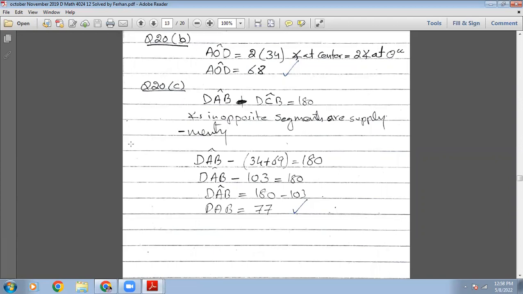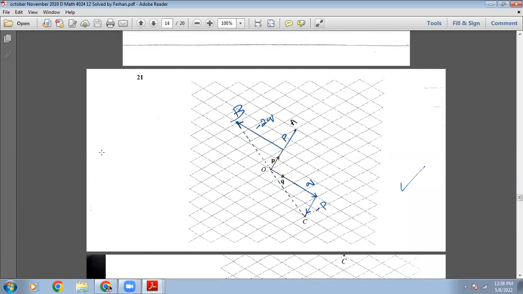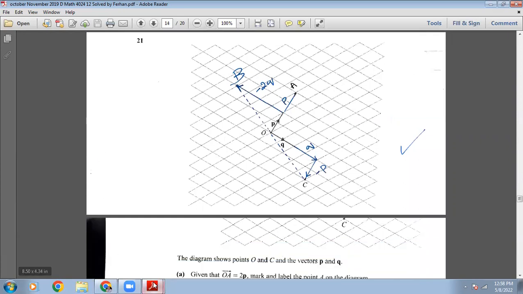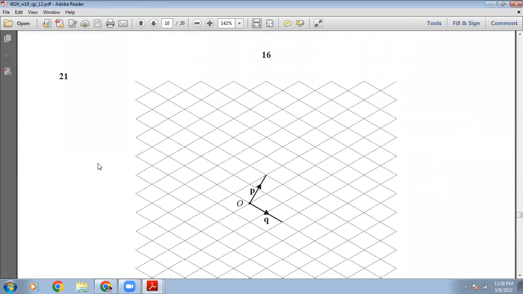So the angle DAB, sorry, here I put a negative sign. Here I was supposed to put positive. When it goes to the other side, then it becomes negative. So it's a mistake. It is a positive sign. Remember, mark this mistake. When it goes to the other side, then it will subtract. So 180 minus 103, that will be 77. So DAB angle is 77. I have checked this mark with the marking scheme. Hopefully you understand how this is done.